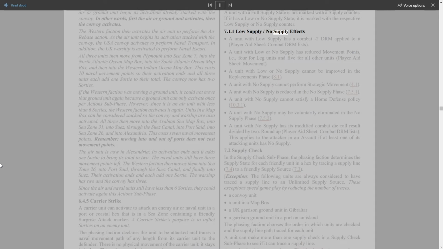7.1.1 Low supply, no supply effects. A unit with low supply has a combat -2 DM applied to it. See the player aid sheet, combat DM lists. A unit with low or no supply has reduced movement points, i.e. 4 for leg units and 5 for all other units. See the player aid sheet, movement.